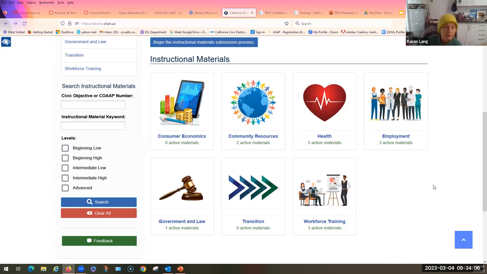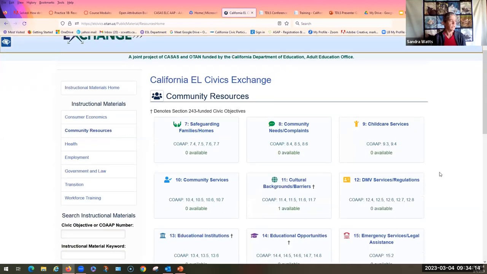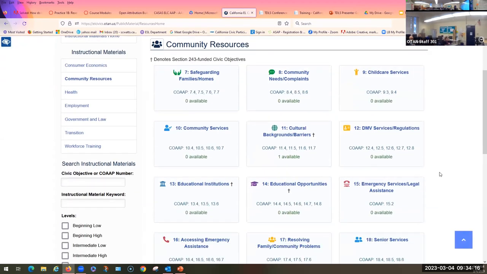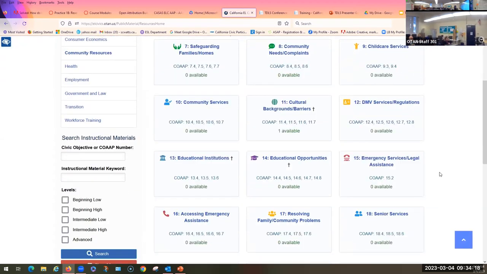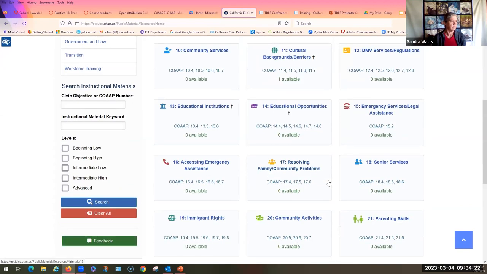Well, the one that we're struggling with right now is environment and disaster prep, which I don't see there. So that's probably a different one. You'll have to look at community resources, right? I think so, yeah. Number 11, or there's emergency services. 16 is emergency assistance. Yeah, there are different ones. I actually wrote materials on the disaster one.